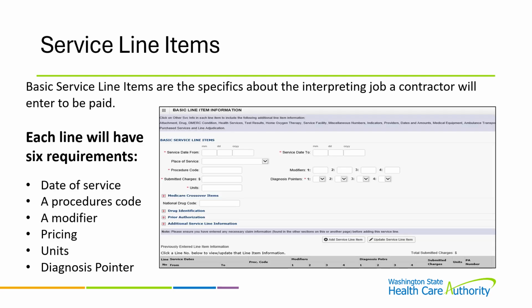Now, let's move into the basic line item information section. On this screen, you will see a preview of what that looks like. In the next few slides, we will break it down step by step, starting from the top and working our way down. Keep in mind, each service line will have 6 requirements: date of service, procedure code, modifiers, pricing associated with procedure code, units, and diagnosis pointer.